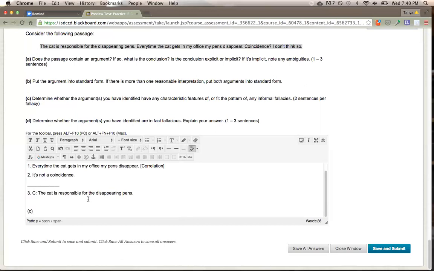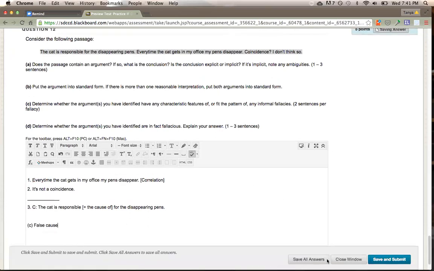And the conclusion should be about causation. Is it? The cat is responsible equals the cause of the disappearing pens. Okay, so now we've gone a little bit further than just what we were given. We've got correlation, not coincidence, therefore causation. And that is why it looks like a false cause fallacy. We are drawing conclusions about causation on the basis of correlation.